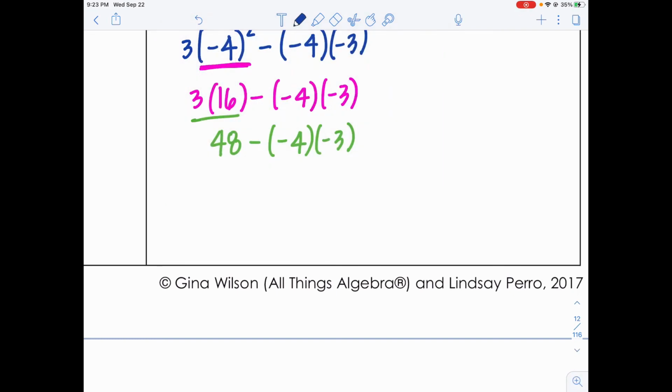I still have multiplication, so I need to do this multiplication first. This is a negative 4 times a negative 3. And a negative 4 times a negative 3 is a positive 12, bringing down everything that I have not used, which is my subtraction sign and the 48. So now I am left with 48 minus 12, and 48 minus 12 is 36. The more meticulous you can be with showing all of your work, the better off you will be at not making simple calculation mistakes. Okay, go ahead and turn it over to the back now.